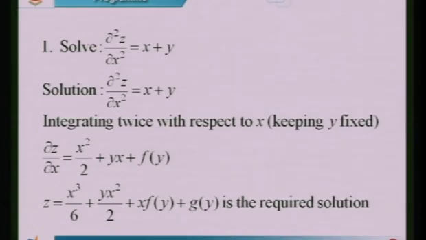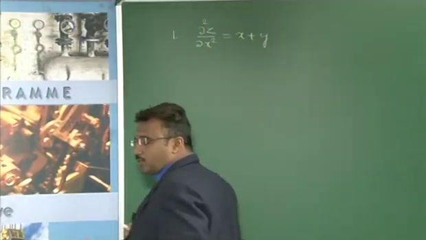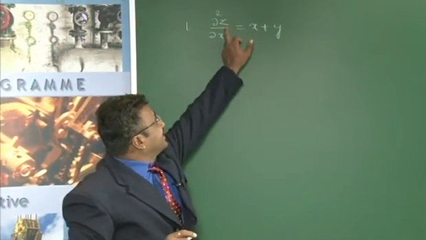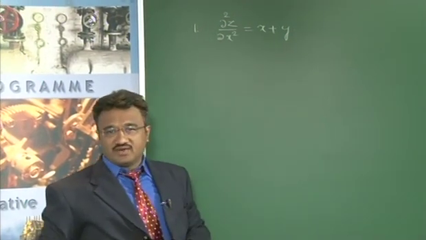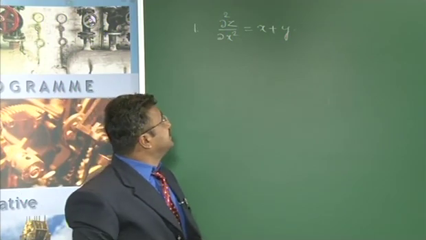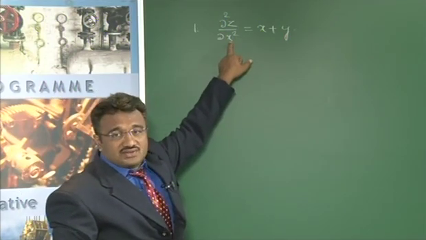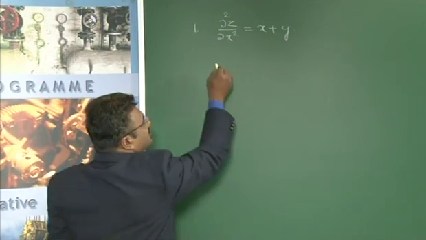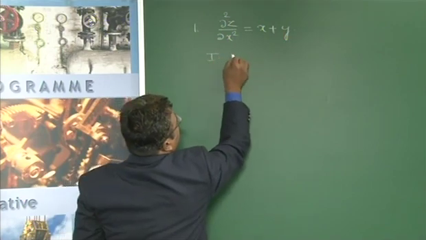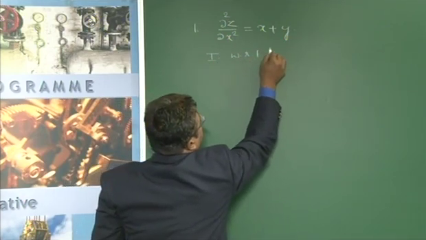We can solve the first problem. The problem given is del squared z by del x squared equal to x plus y. You should extract the value of z here. z is a function of two variables x and y. We should extract the value of z by integrating twice with respect to x, partially.